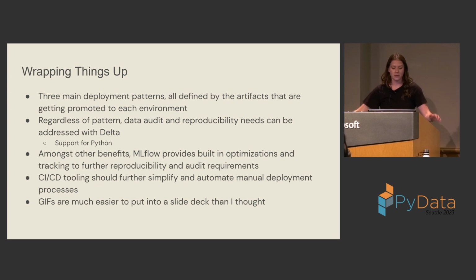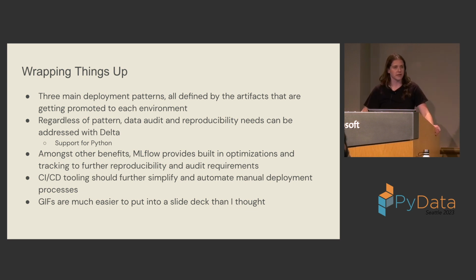And then we talked about, regardless of that pattern, those data audit pieces and the reproducibility pieces of your data are super important. And that's where you can really lean on Delta and the versioned Parquet files of the transaction log to lead you through there to provide that lineage of model to version data.